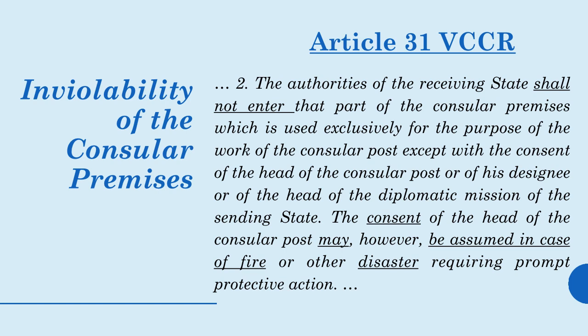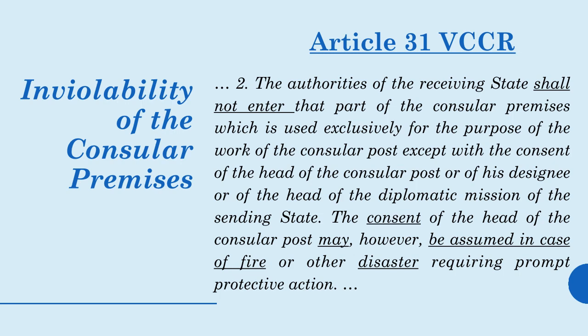Article 31 of the Vienna Convention on Consular Relations states that consular premises shall be inviolable to the extent provided in this article. The authorities of the receiving state shall not enter that part of the consular premises which is used exclusively for the purpose of the work of the consular post, except with the consent of the head of the consular post or of his designee or of the head of the diplomatic mission of the sending state. But the consent of the head of the consular post may, however, be assumed in case of fire or other disaster requiring prompt protective action.